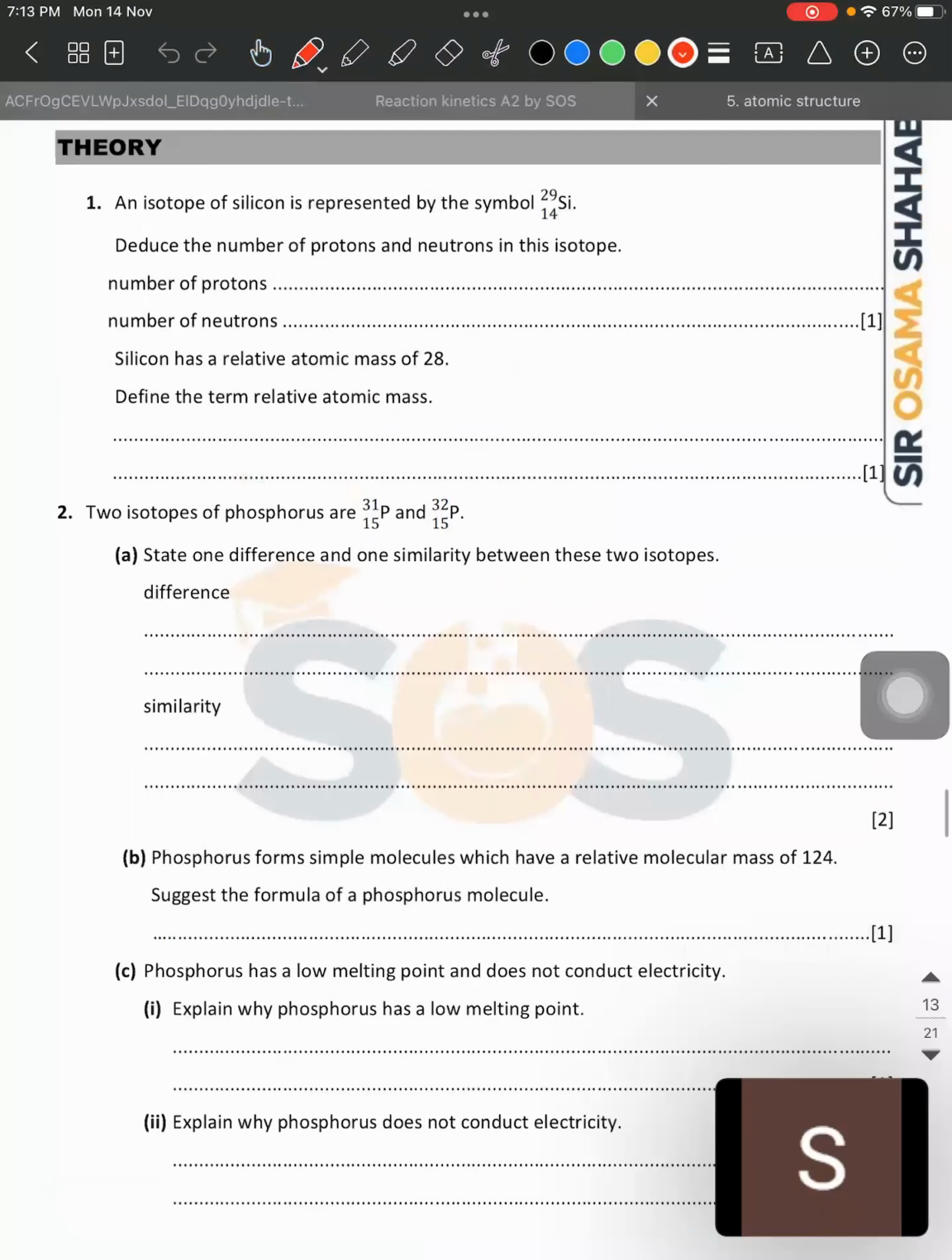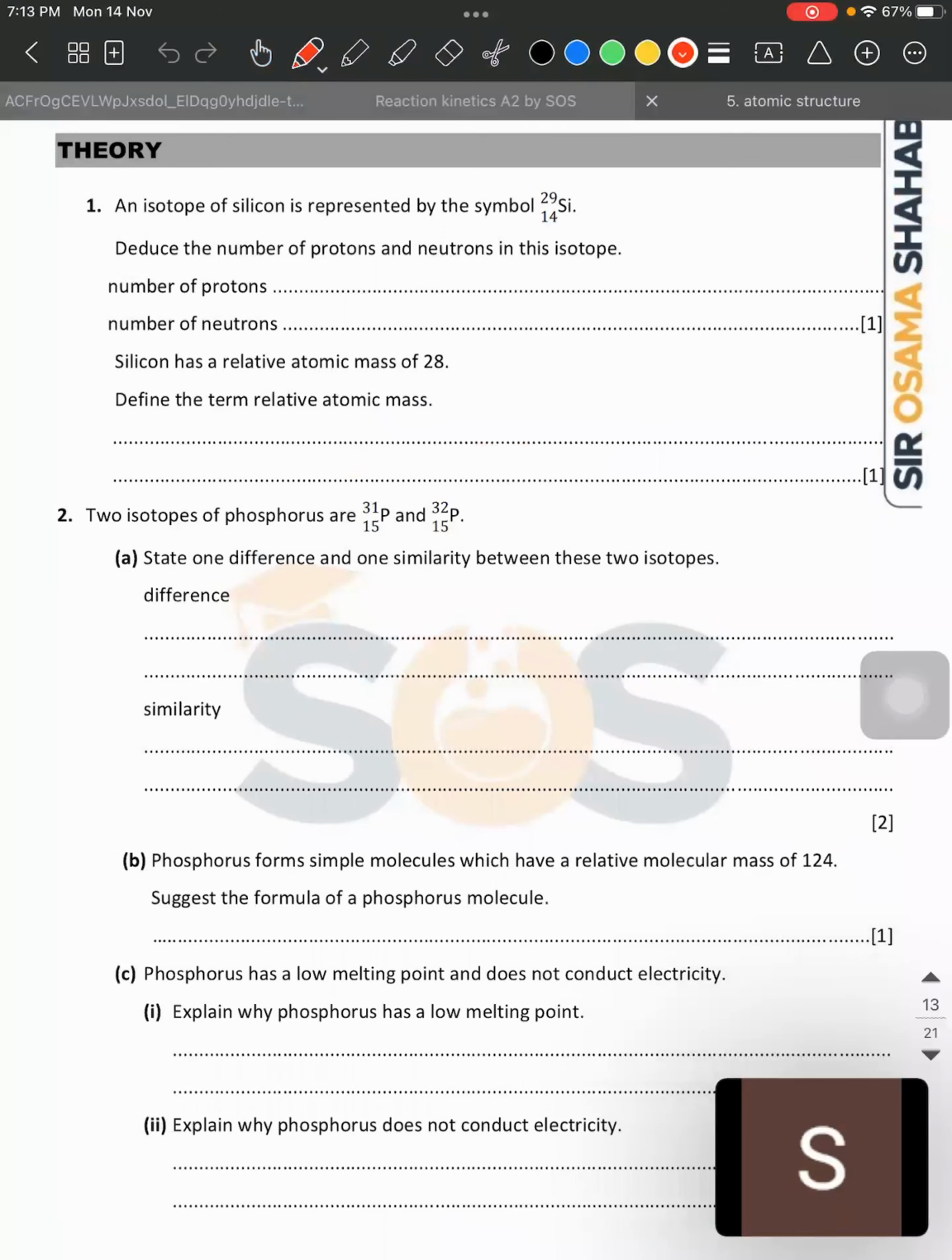Okay, so if you talk about question number one, the easiest question, they're asking what an isotope of silicon is represented by the symbol silicon, 14 and 29. And we know that the smaller one is always the proton number, and the larger one is always what? Nucleon number, right? We know this.